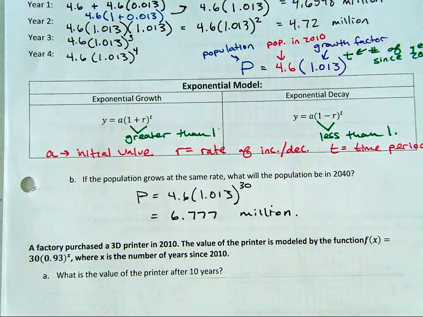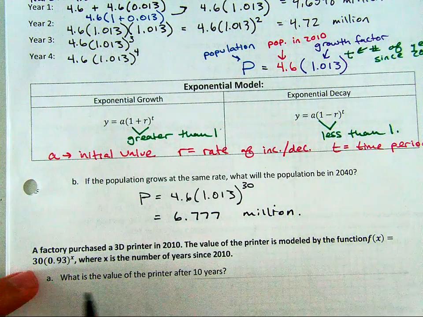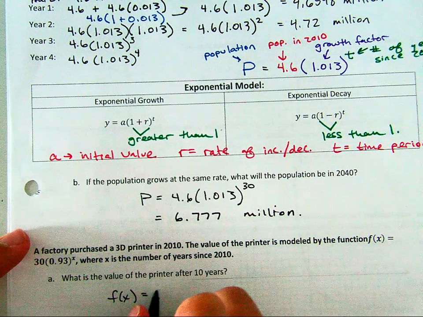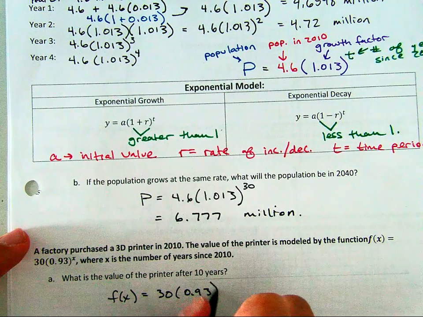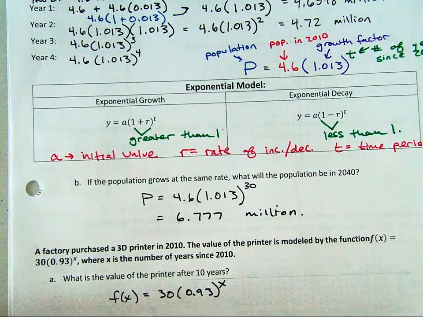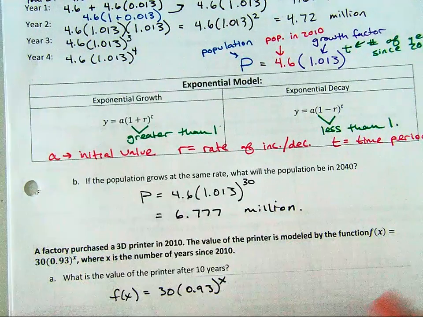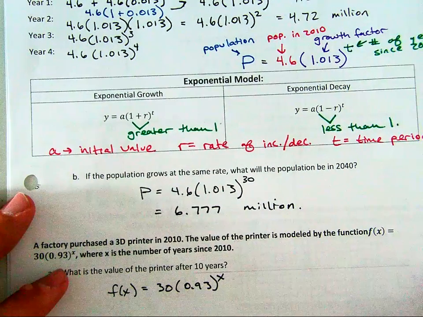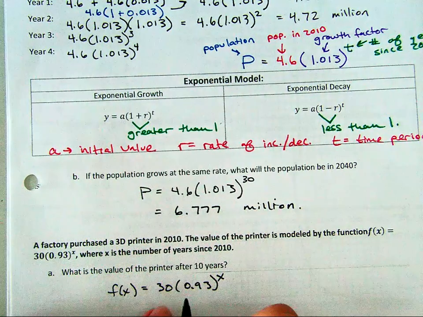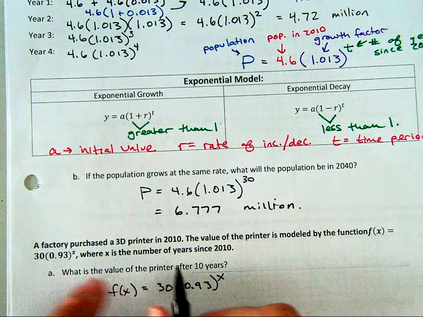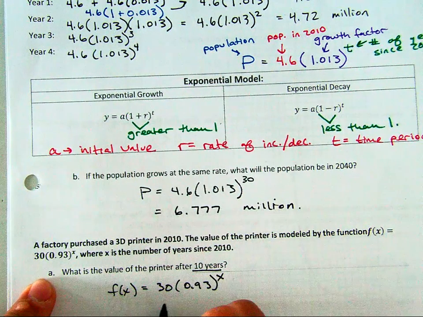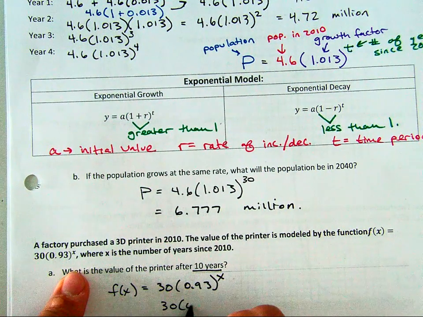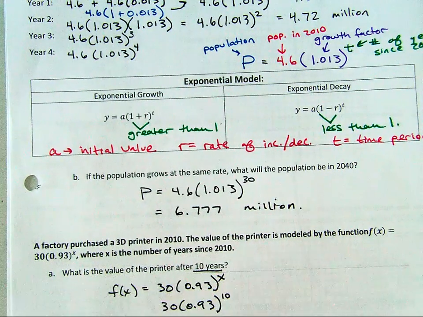So the next problem here, we have a function f of x equals 30 times 0.93 to the x. I'm going to go ahead and skip part B because the video's closing up on 30 minutes here. So what I'm going to do next is, because we were trying to find the value of the printer at 10 years, all we're really going to do is take 10 and put it in for x. We put this value into the calculator, and it gives us 14.519.